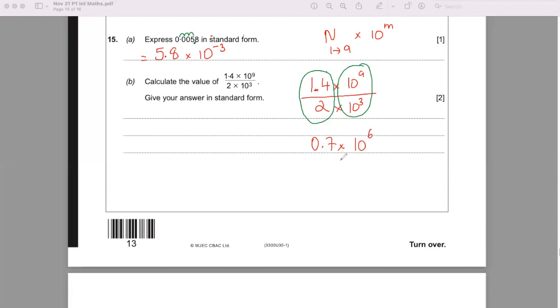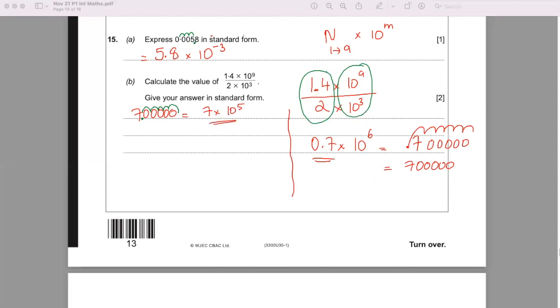Okay, now this is not quite in standard form because 0.7 is not 1 or more. It is less than 1. It has to be between 1 and 9. So the way to do it is we're going to write it down as an ordinary number first. So I have the 0.7 there. I go 1, 2, 3, 4, 5, 6 and fill the rest with 0. So basically my number is 700,000. Now I'm going to write 700,000 back into standard form, so I have to put my decimal point somewhere there. So I go 1, 2, 3, 4, 5. Here you are. So it's 7 times 10 to the power of 5, and that is my final answer.